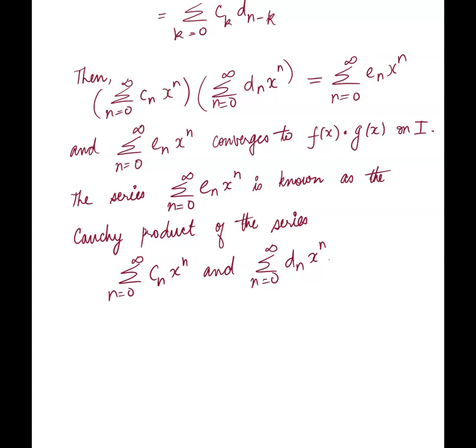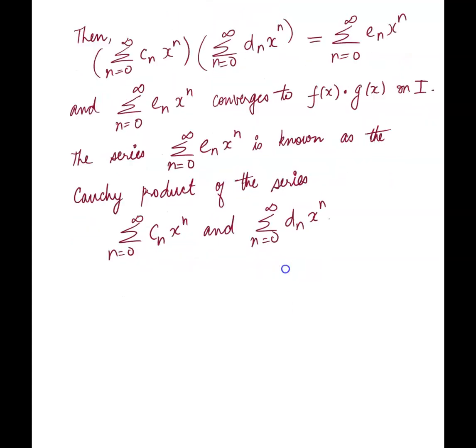And the series summation n 0 to infinity En x^n is known as the Cauchy product of the series Cn x^n and Dn x^n. Okay, so it looks a little complicated. The product of Cn and Dn, right? Cn x^n and Dn x^n, x power n. That product gives you a new result, which is En x power n, and we defined what En stands for. This special series is known as the Cauchy product of the two series. So we'll do a problem here.